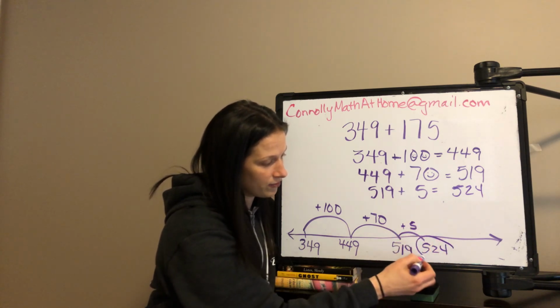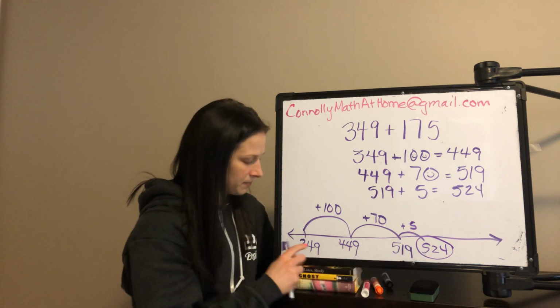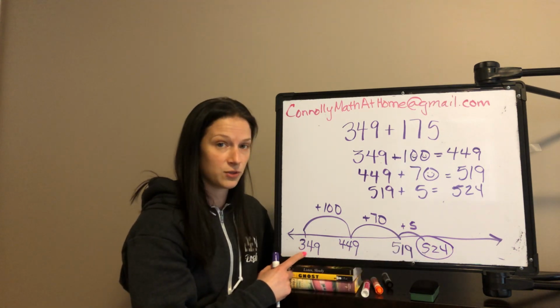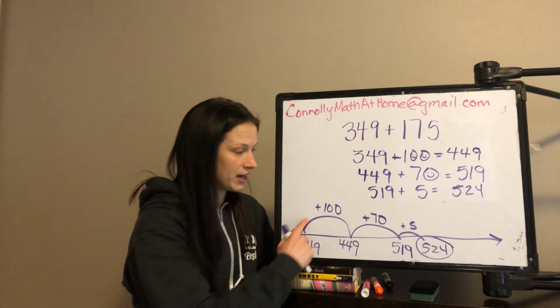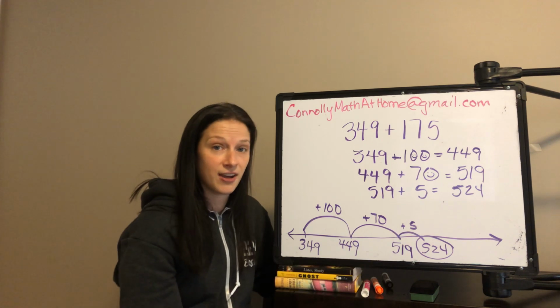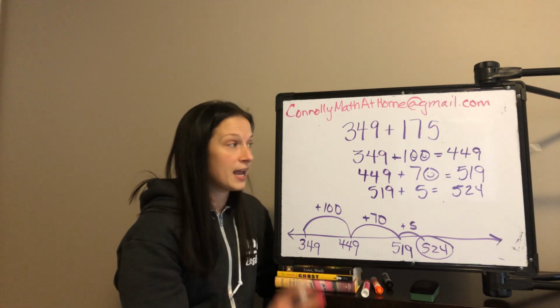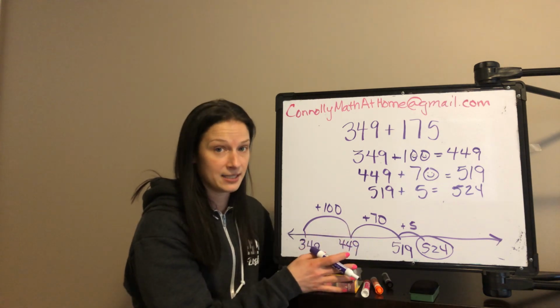And when you're looking for your answer on the number line, in this strategy, it is here. The addend that we started with, 349, is here. We added 175. And so we're going to land on 524. So that's keeping one number whole and adding the other number by place.